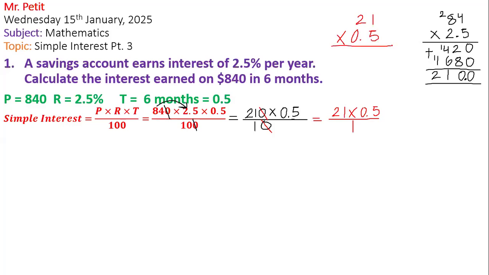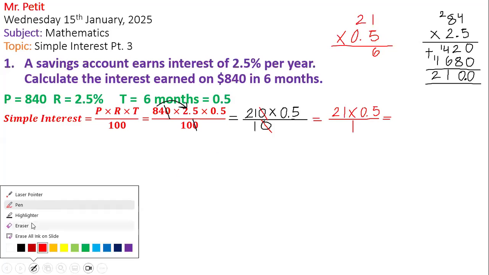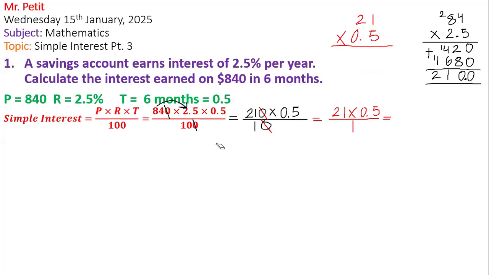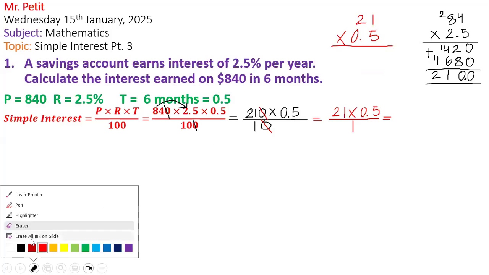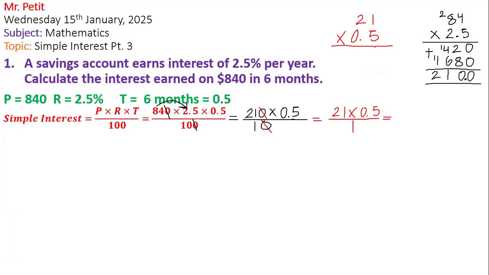So, Mr. Batik, the answer will still be 105. We can see right now, 5 times 1, 5 times 1 is what? 5. Why did I put 6? I was probably thinking adding. All right, 5 times 1 is 5. 5 times 2 is 10.